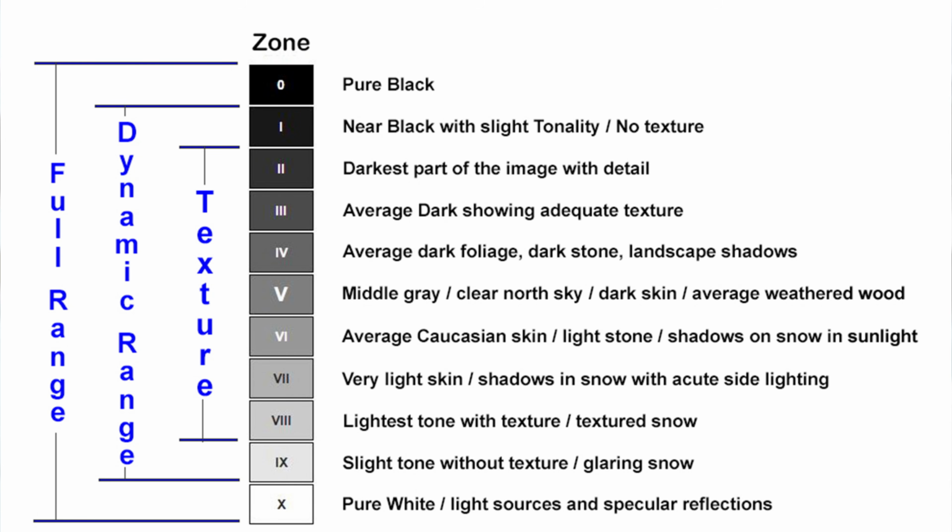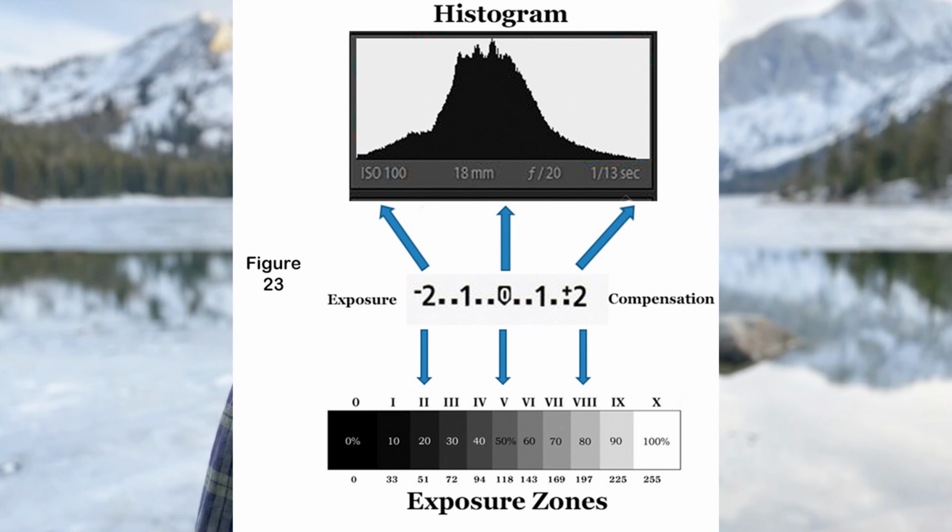Now, to make this data useful in the field, we need to map those 256 bars to the visual reality of the scene in front of you. To do that, we look back to 1939, when Ansel Adams and Fred Archer developed the zone system. The zone system is a scale of 11 zones, denoted by Roman numerals from 0 to 10. Each zone is exactly one stop of light different from the zone next to it. When we overlay the digital histogram onto the zone system, everything clicks into place. Zone 0 aligns with the far left of the histogram.